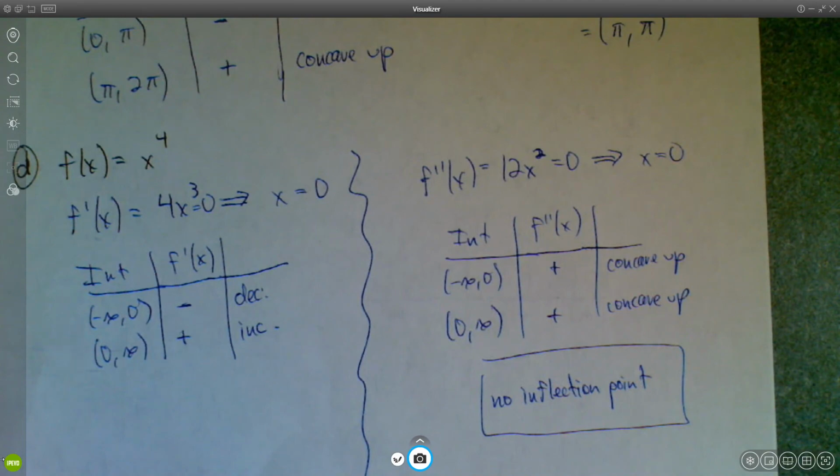Alright, so that's that. That was that last example. This looks just almost exactly like a parabola. You're welcome to look at it in Desmos to kind of convince yourself that there's no change in concavity, no inflection point.